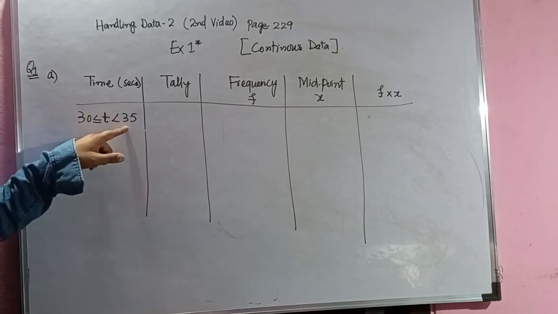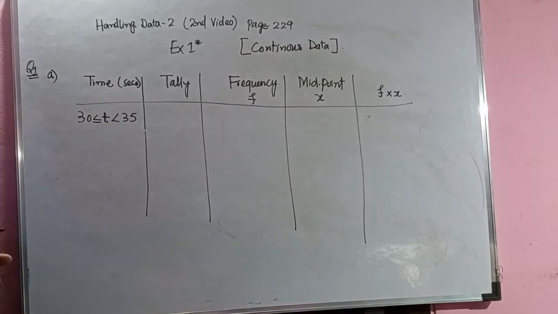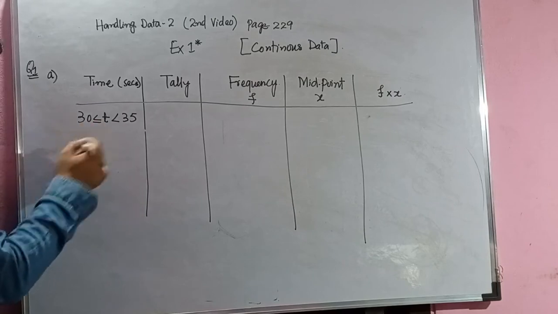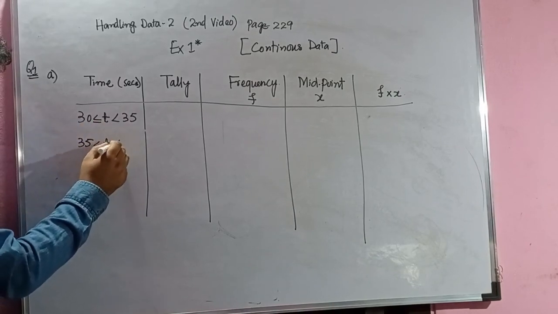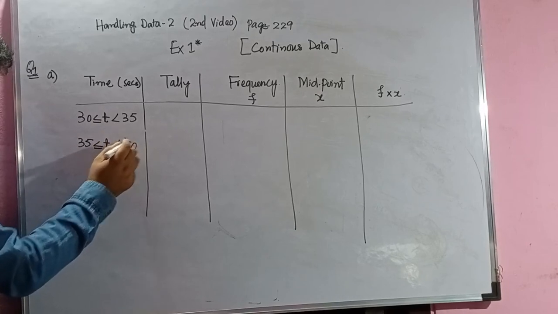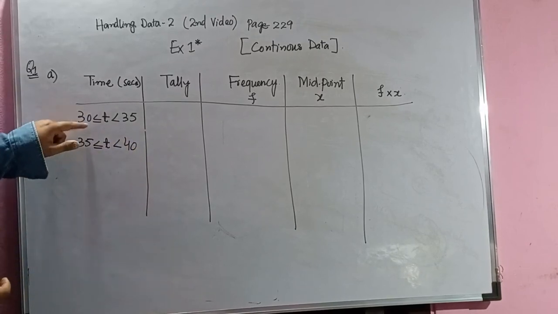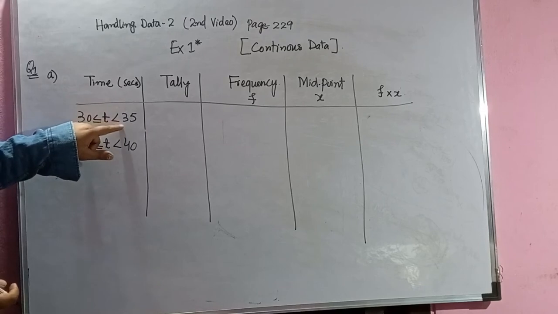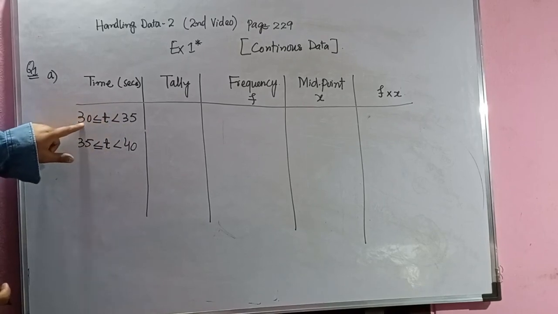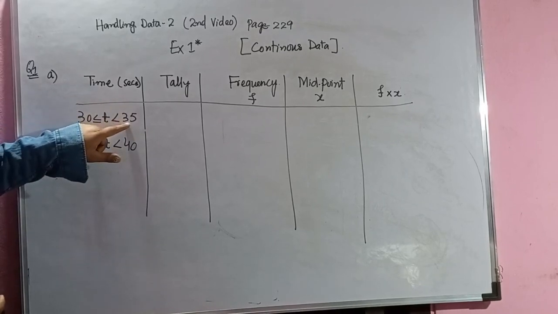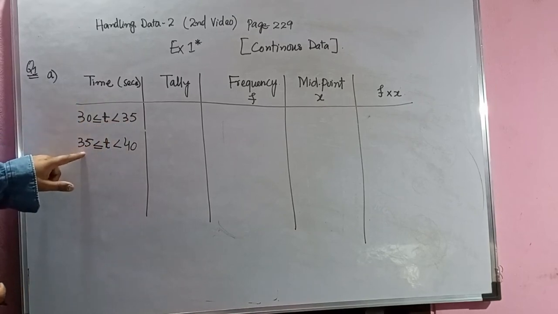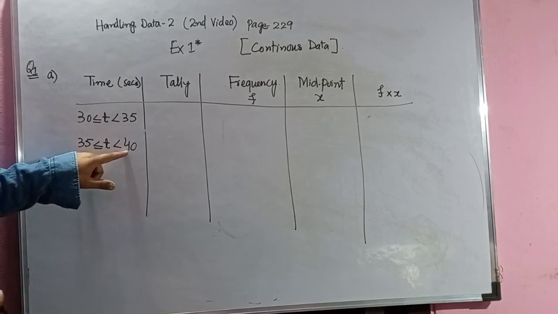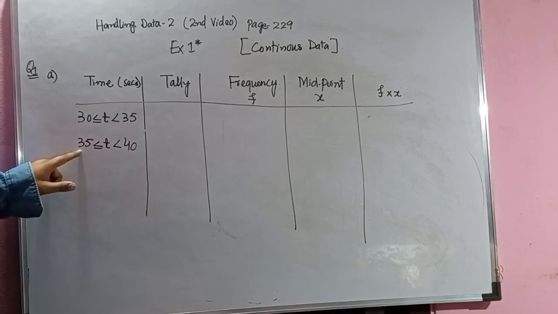If it is 35 it cannot be counted in this class, because the next class is 35 ≤ T < 40. What does that mean? 30 comes in this class but 35 does not. So all values less than 35 will come in this class, and 35 will come in the next class. So 35 to 40, including 35, but 40 will not come in this class.